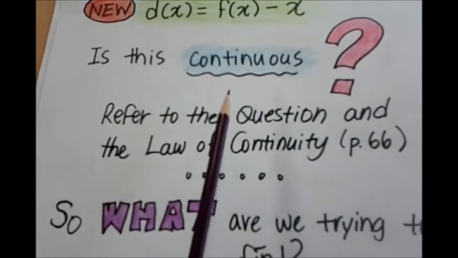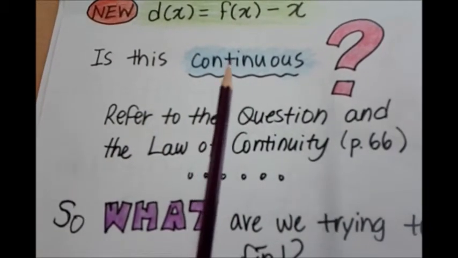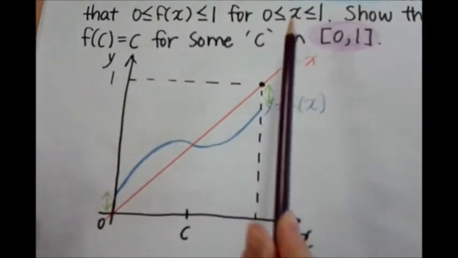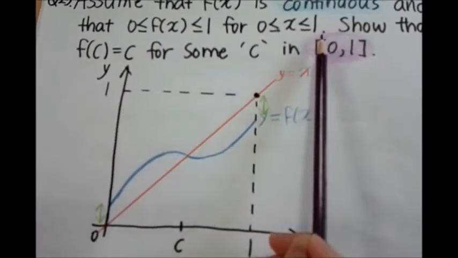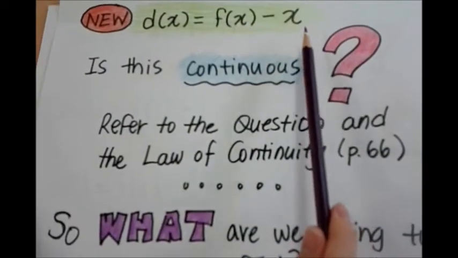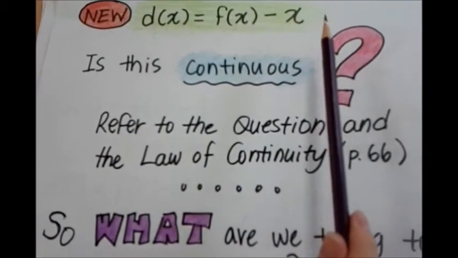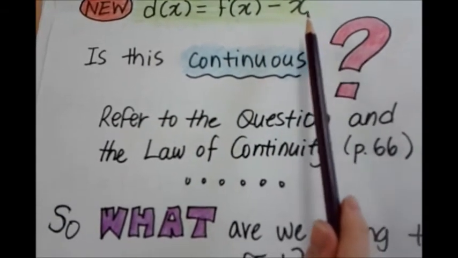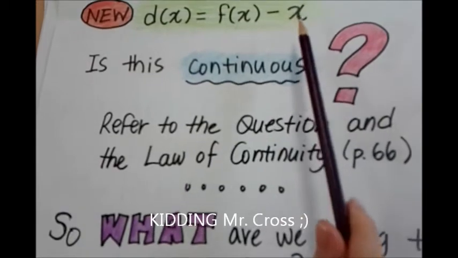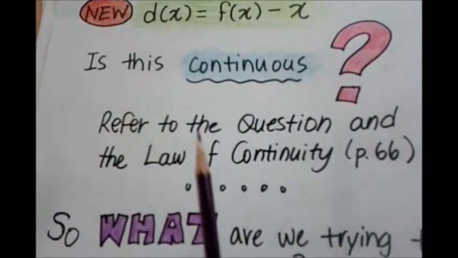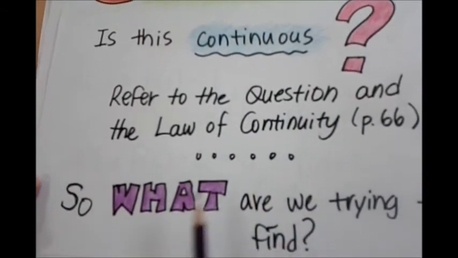As Chrissy said, is this continuous? Well, we know from the question that f of x is continuous for the interval from 0 to 1, which is a closed interval. And we know by instinct and also from our classes with Mr. Cross that x itself is a continuous function. And since x has been subtracted from f of x, the whole function is continuous due to the law of continuity.